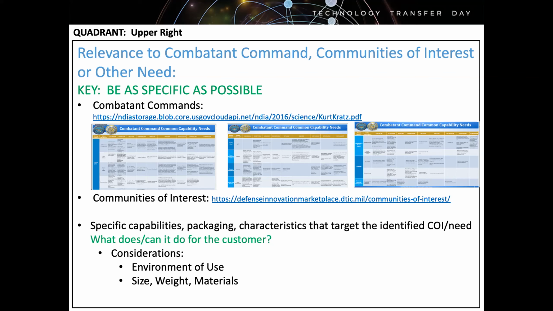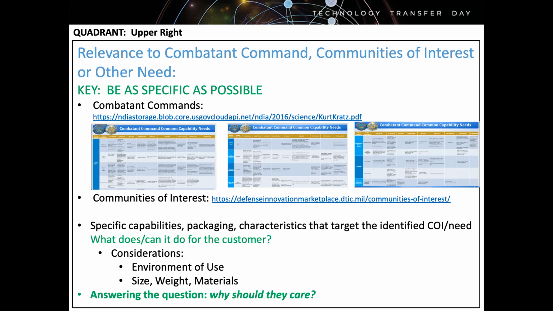What are the impacts of that? Is there special training required for your particular solution? What does that training look like? How are the users going to get that training? All of these things need to be considered, because these are questions that you will be asked by the technology scouts. So again, this is why it is very important for you to identify as specifically as you can a unique customer within the Department of Defense or the federal government.